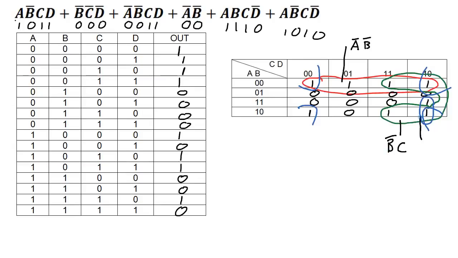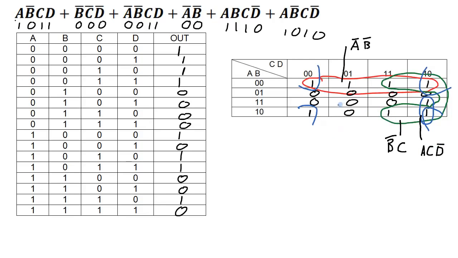Thirdly, I have this grouping right here. In that group, we see that A is a 1 for both of those rows. So A will be part of the expression, and it will be just A. And then the grouping is in a single column where C is equal to 1, D is equal to 0. So C, not D, will be the expression for that grouping.